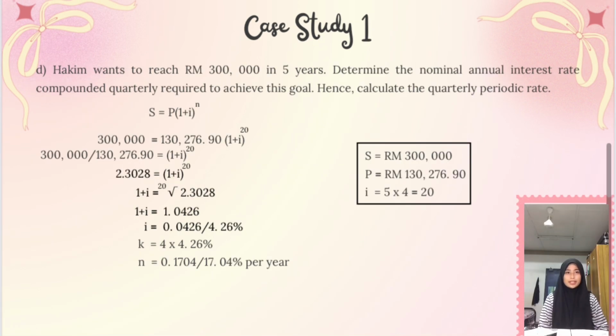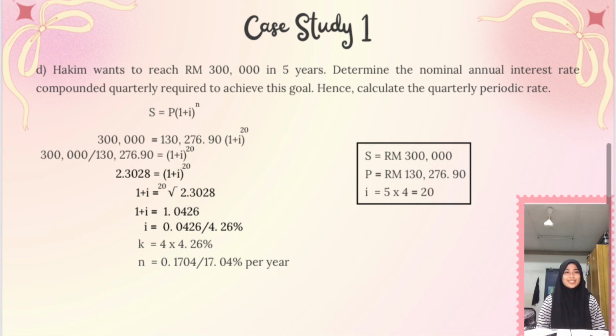But we need to find the interest rate required to reach 300,000 in 5 years. We use the compound interest formula, which is S equals P(1 + i)^n. Here S is 300,000 and P is 130,276.90. Next, we find the number of compounding periods. Since the interest is compounded quarterly, we multiply the number of years by 4. So 5 years times 4 equals 20. This means N equals 20 periods. Now we substitute the values into the formula.